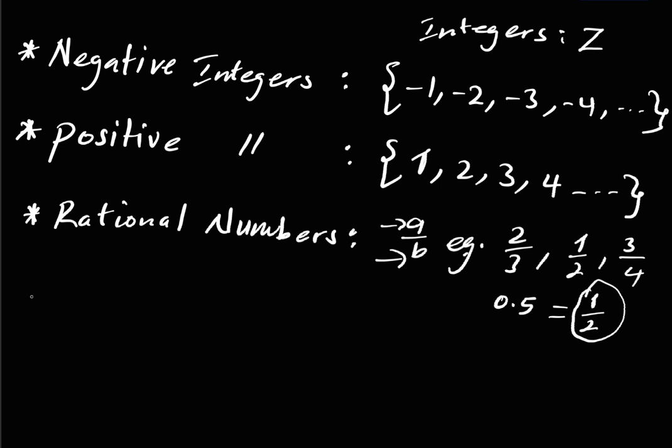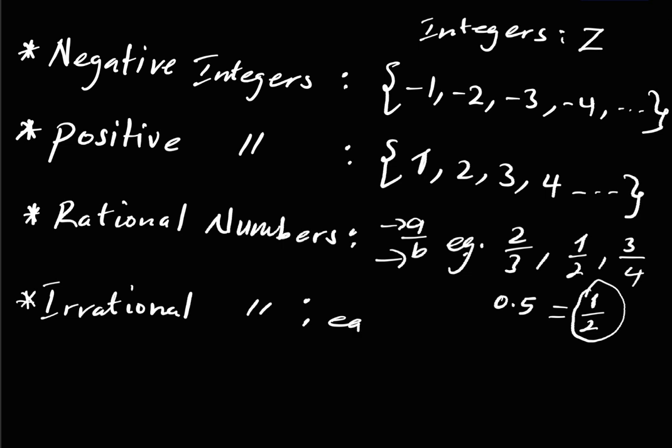There is another type of number that is called irrational numbers. So what are irrational numbers? Well, irrational numbers are numbers that cannot be written in the form of A over B. We say rational numbers can be written in the form of A over B. Then irrational numbers are numbers that cannot be written in the form of A over B. Then what are those numbers?